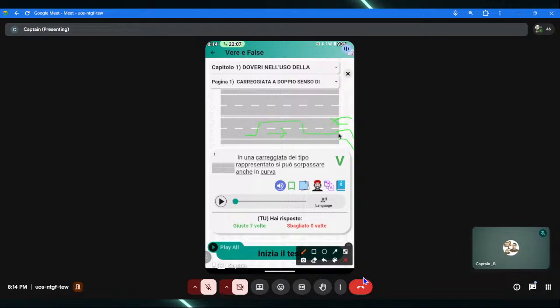You get it? But if it is doppio senso di circolazione, which is two-way circulation, how does two-way circulation look like? A car is coming from this direction, another one from the opposite direction. In a curve, you cannot do overtaking. Okay? But if it's one-way circulation, overtaking is possible. All right? Attention.